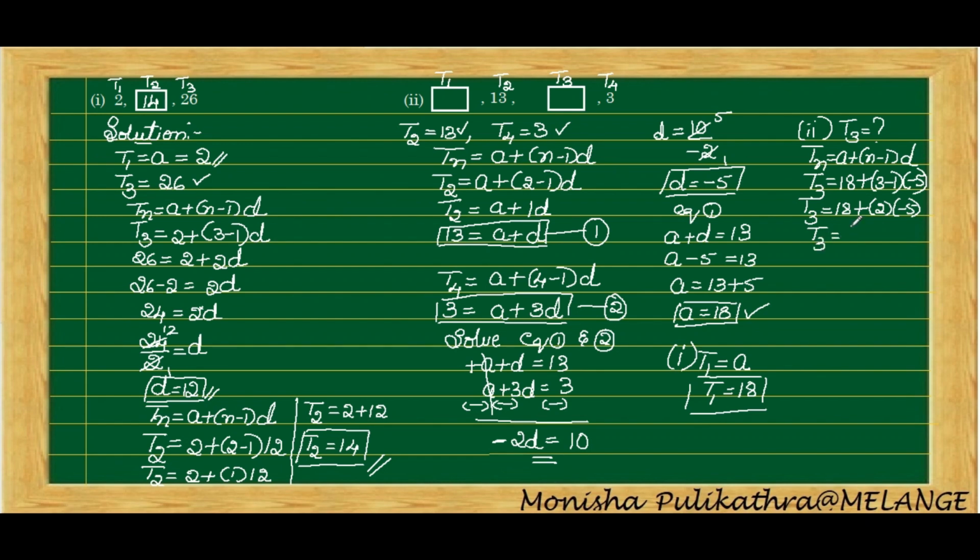So T3 is equal to 18 plus 2 into minus 5. Minus 5 2s are 10. Okay, so what is 18 minus 10? The answer is 8. So this is the value for T3. So we got the answer for both the missing boxes. The value for T1 is 18 and the value for T3 is 8.